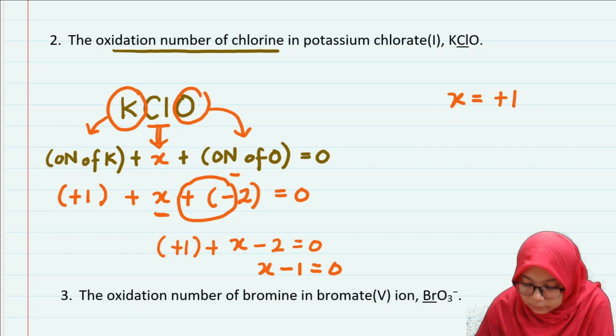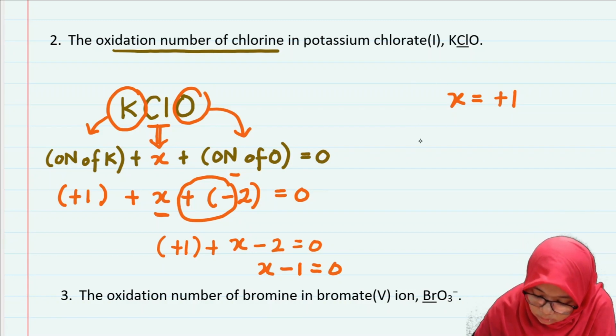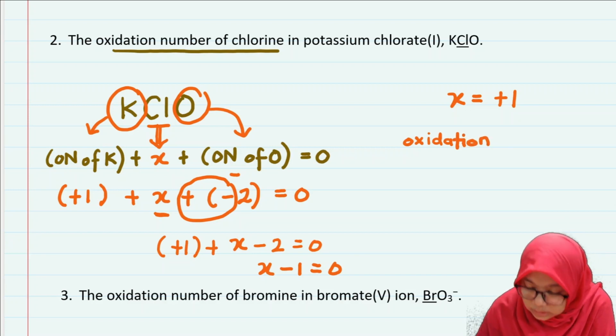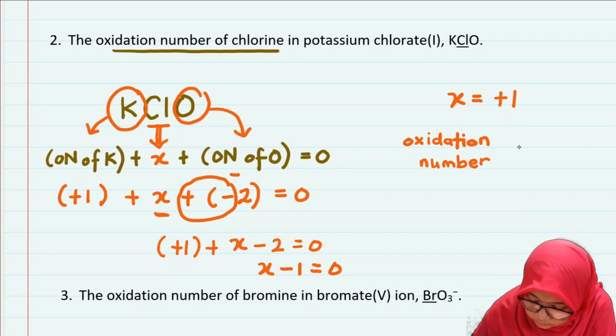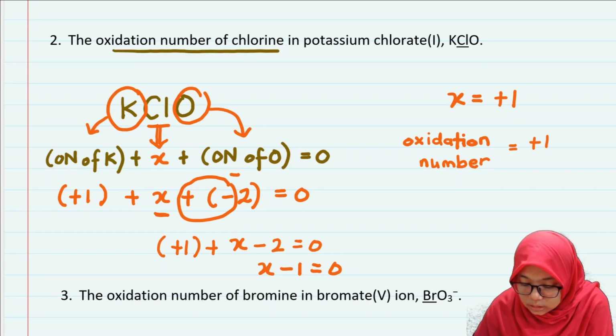So instead of having a charge of -1, the oxidation number for chlorine in potassium chlorate has become positive. Usually the oxidation number is -1, but in this case the chlorine is positively charged, or you can say that the oxidation number for chlorine is positive.